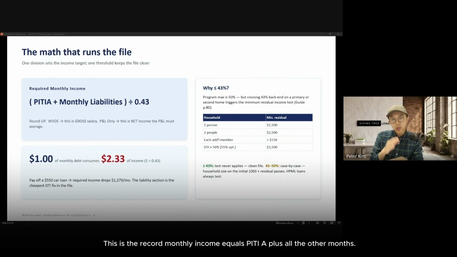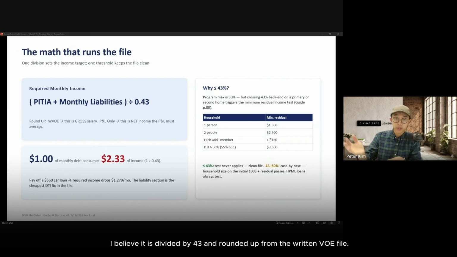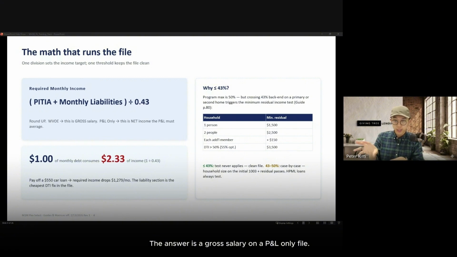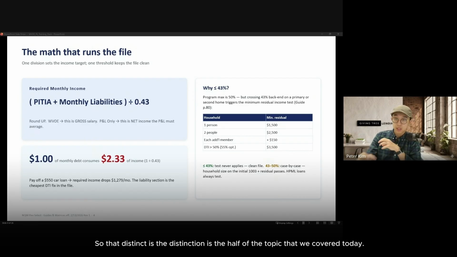The required monthly income equals PITIA plus all the other monthly liabilities, divided by 0.43, and round it up. On the written WVOE file, the answer is gross salary. On a P&L only file, it's net income, the P&L average per month. They use the same formula but have different meaning. That distinction is half of the topic we cover today.